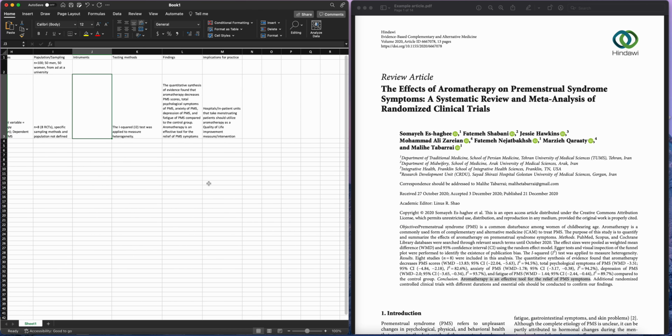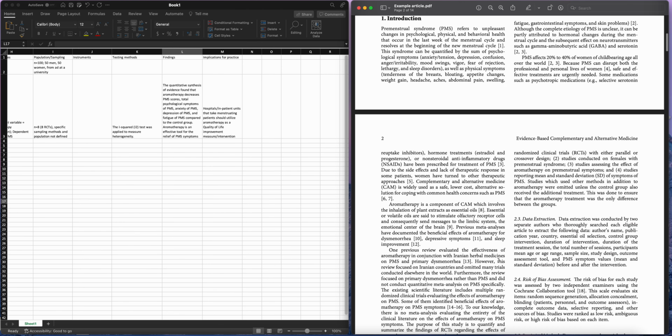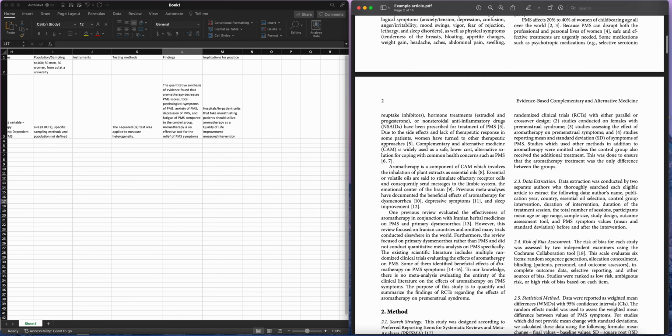Instruments. So the instruments would be, if I could find the PMS scale or whatever they're scoring PMS on. Usually it's all written in, unless they just made it up based off some symptoms and how they feel on a scale of 0 to 10 on those symptoms, is my only thought. One previous review evaluated blah blah blah. However, the study reviewed focus on Iranian countries on mid and major.